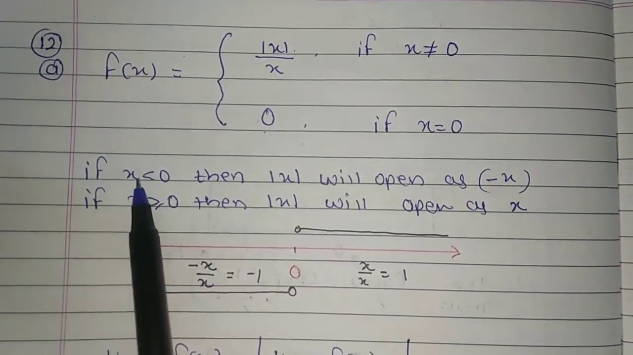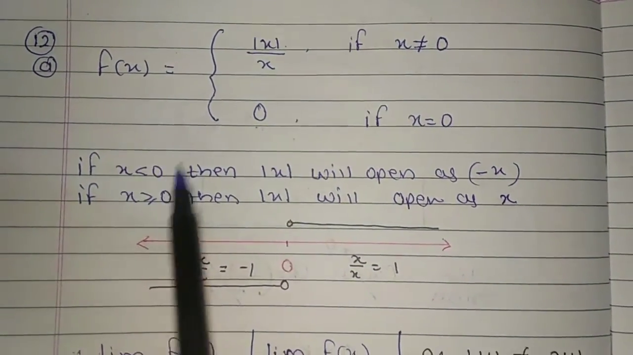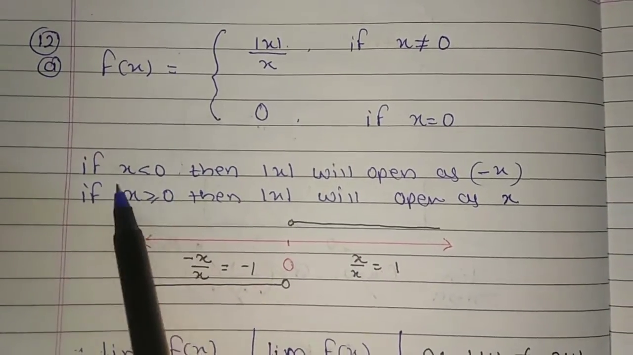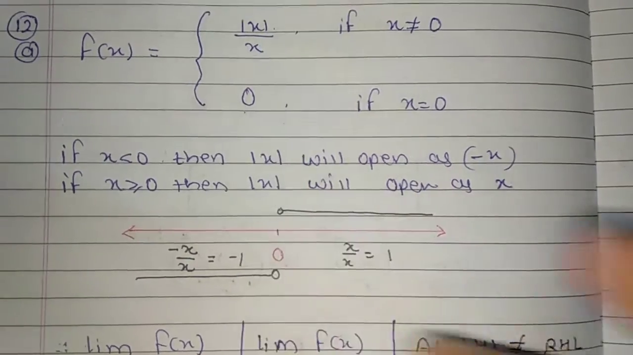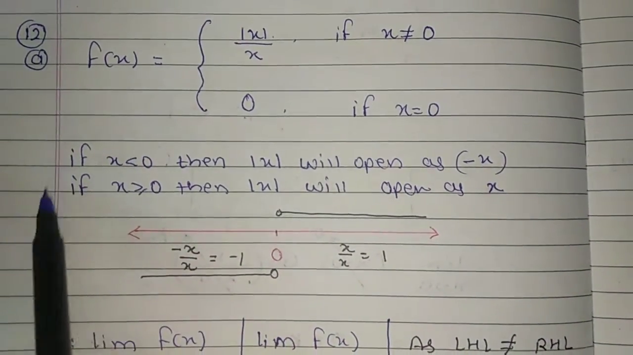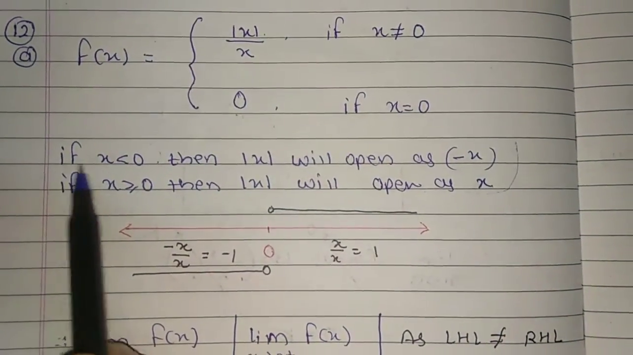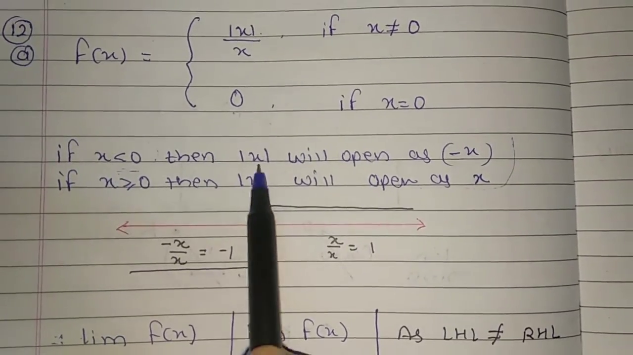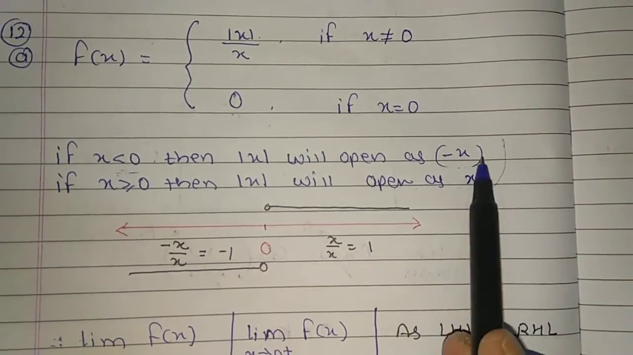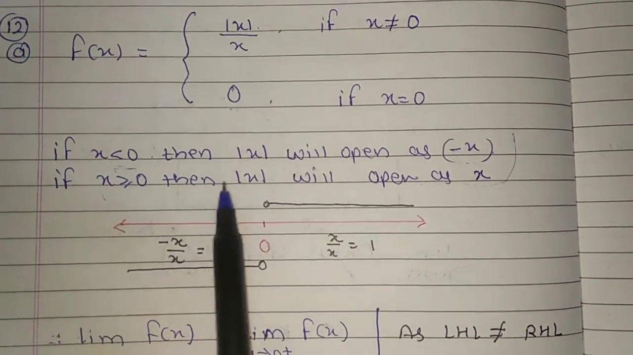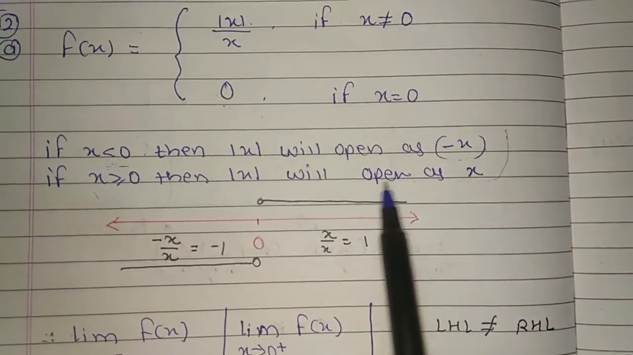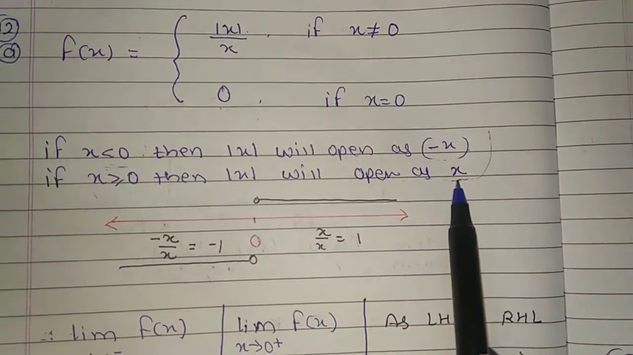So if x is less than 0, that means whenever there is a negative term in mod, the mod makes that negative term positive. This is how our mod function works. If x is less than 0, then mod x will open as minus x. If x is greater than or equal to 0, then mod x will open as x itself.